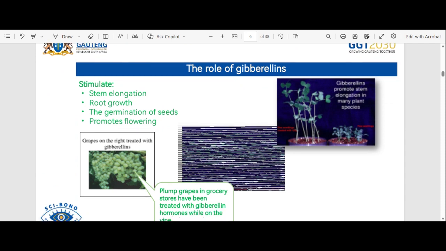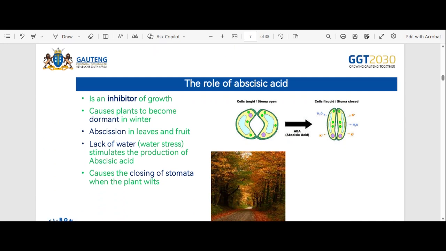Okay, let's move on. Let's go to the role of abscisic acid. Abscisic acid does the opposite of what the auxins or the gibberellins do, right? Whereas the gibberellins and the auxins will stimulate growth, the abscisic acid will inhibit growth, or prevent growth. This hormone is most of the time secreted by plants during winter, when plants are not growing in general.